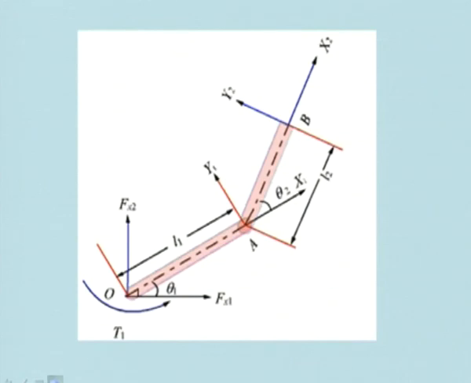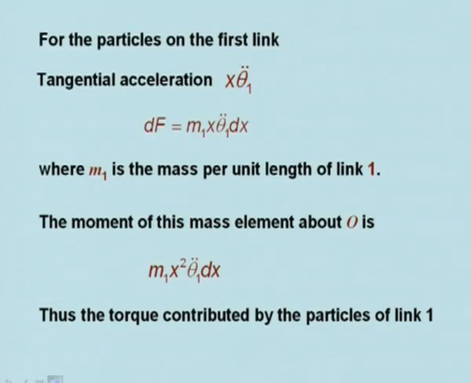Now, when we consider it together, we have to consider not only the accelerations of ring 1, but also the accelerations of ring 2. So, for the particles on the first ring, the tangential acceleration is x times theta 1 dot dot, and df is equal to m1 x theta 1 dot dot dx, where m1 is the mass per unit length of ring 1. The moment of this mass element about O is m1 x square theta 1 dot dot dx.